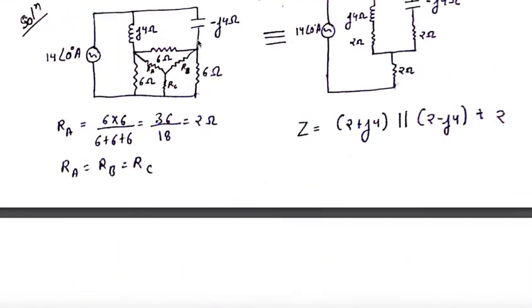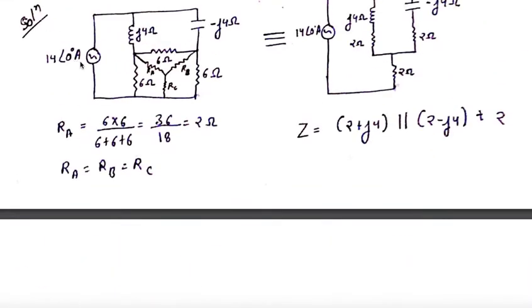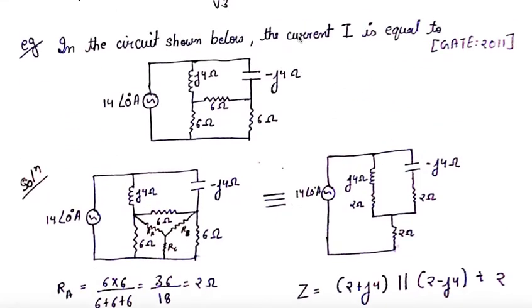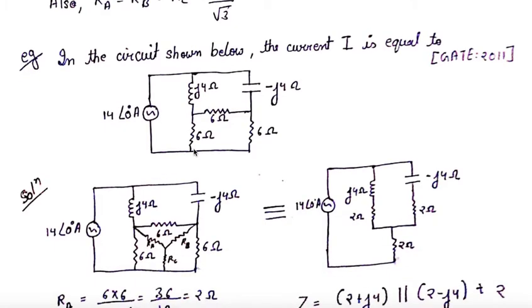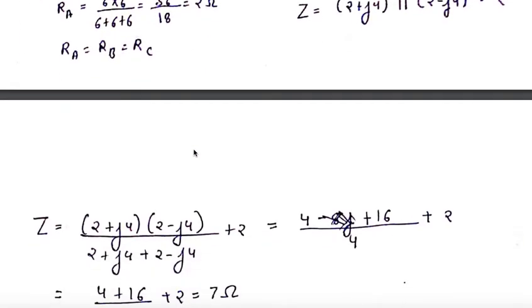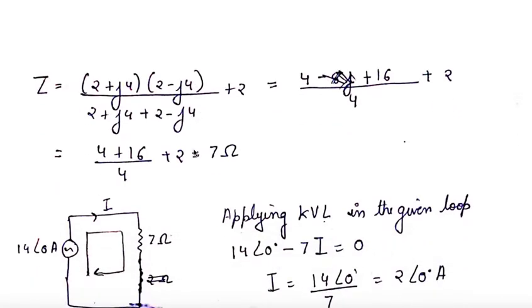Actually it is a voltage source, it is mistakenly written ampere here, it will be volt, because then only we can find out the current here. The current can be only found when this is a voltage source. So it is a voltage source, not a current source, it is wrongly given. So we will solve the impedance.